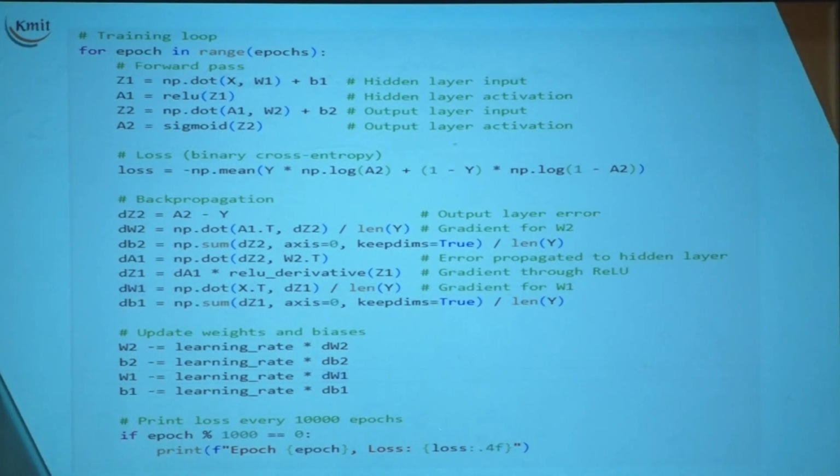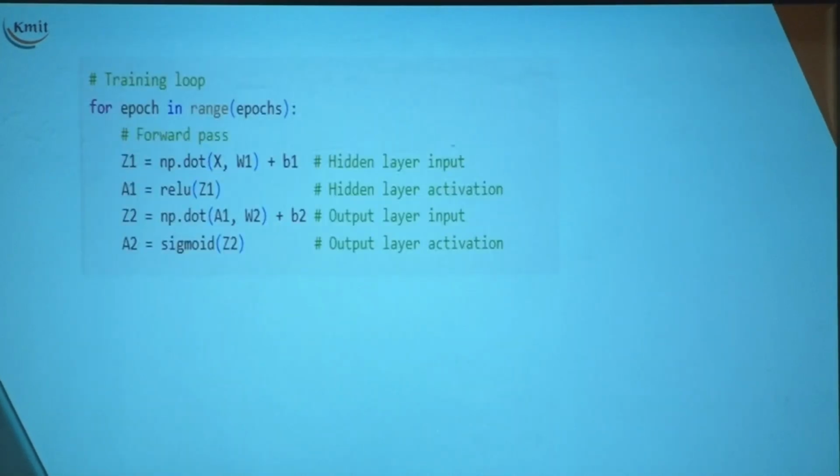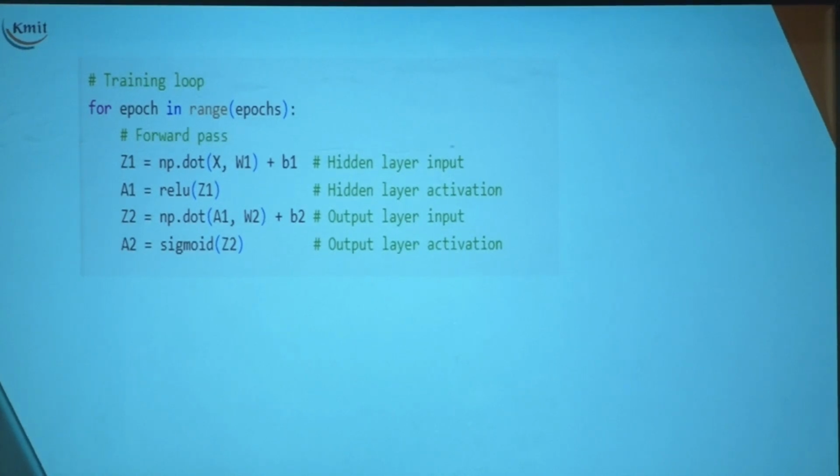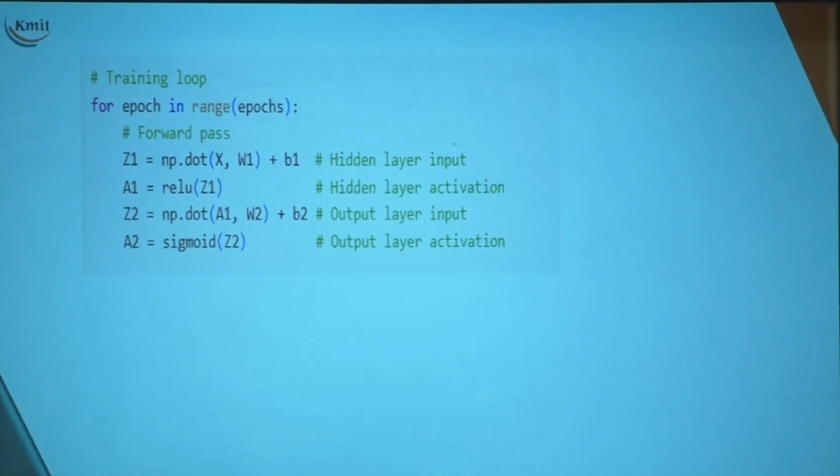Okay. First I write for i in range of epochs. What do you mean by that? I want the entire model to be trained for this many number of epochs. First I write forward propagation. What are we doing in forward propagation?